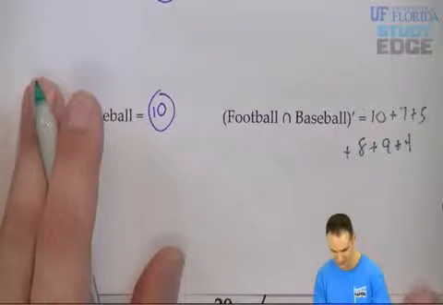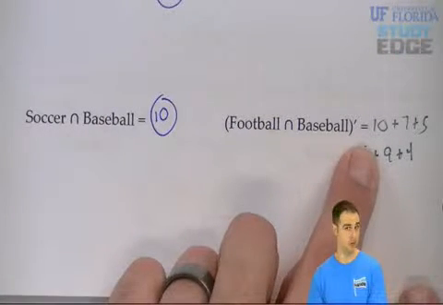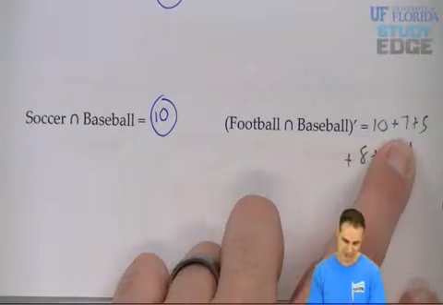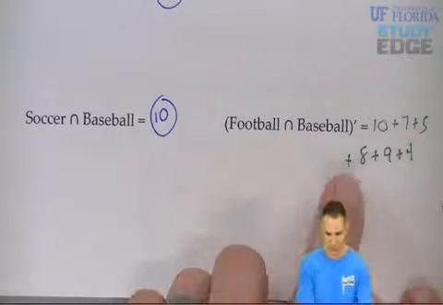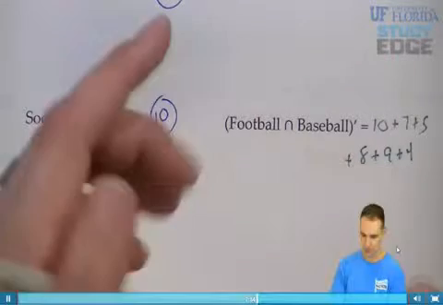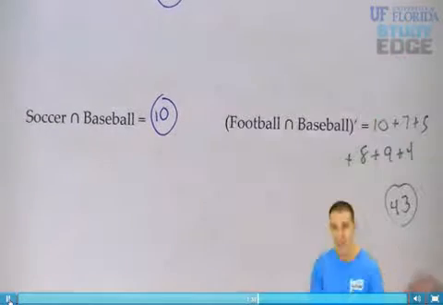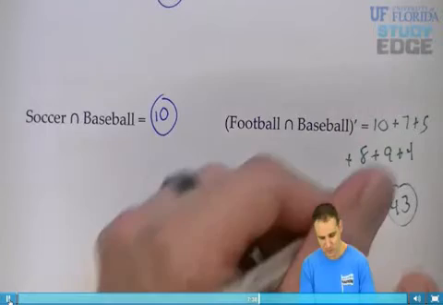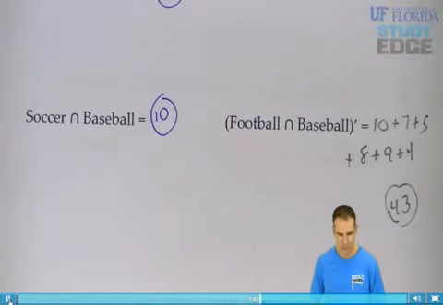Here we go. 10 plus 7 is 17. 17 plus 5 is 22. 22 plus 8 is 30. 30 plus 9 is 39. 39 plus 4 is 43. But hey, you get a calculator. So if you didn't want to do that, calculate it in your calculator.